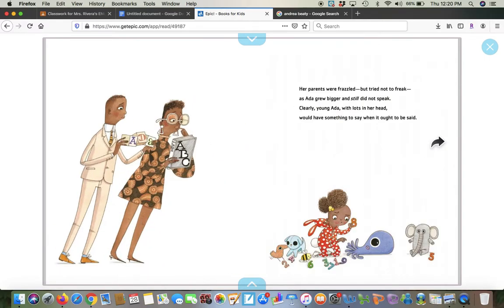Her parents were frazzled, but tried not to freak, as Ada grew bigger and still did not speak. Clearly, young Ada, with lots in her head, would have something to say when it ought to be said. So it looks like Ada, I'm thinking aloud, is thinking about a lot of different things and exploring a lot of different things, but she's not talking yet. And her parents are a little confused and a little worried about her because she's not talking.